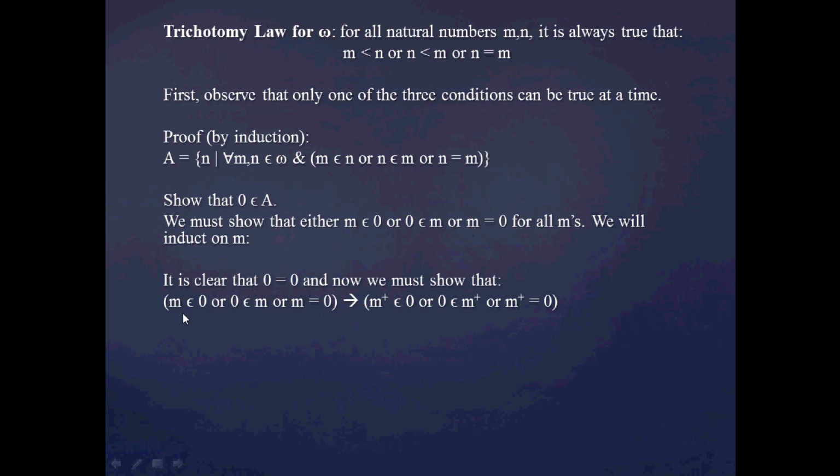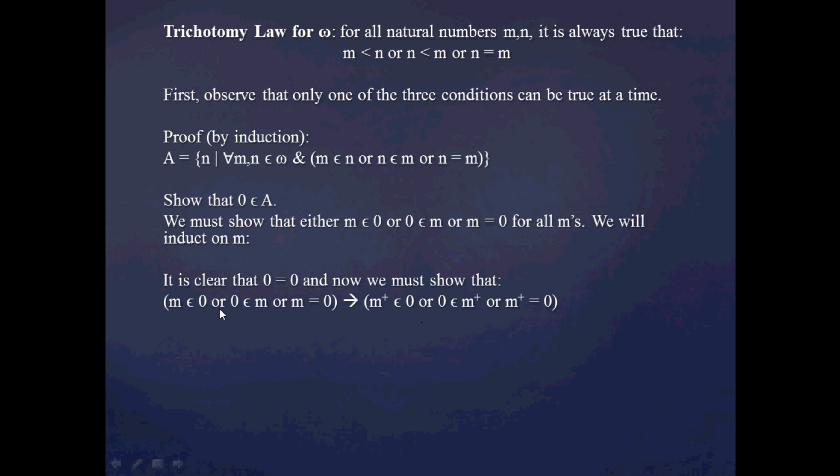So now we're going to show something equivalent to an inductive hypothesis. In fact, it is an inductive hypothesis. So we've got to show that if we assume that some m satisfies trichotomy, then m plus satisfies trichotomy. So we're trying to show really this inference here, that trichotomy on m implies trichotomy on m plus.